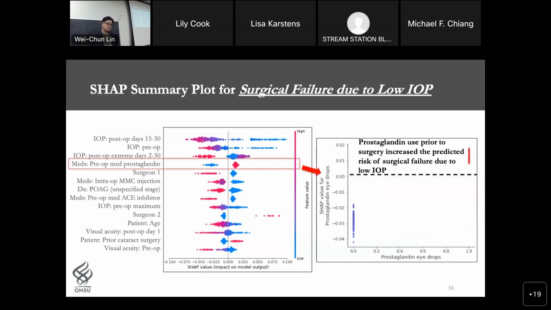Here is prostaglandin eye drops for the surgical value due to low IOP. Contrary to the surgical value due to high IOP, prostaglandin use before the surgery will increase the predicted risk of surgical value due to low IOP.